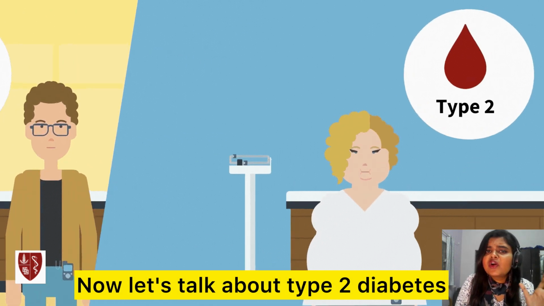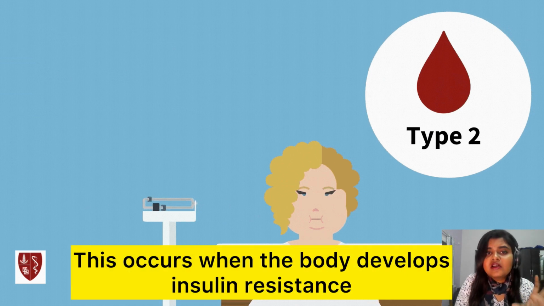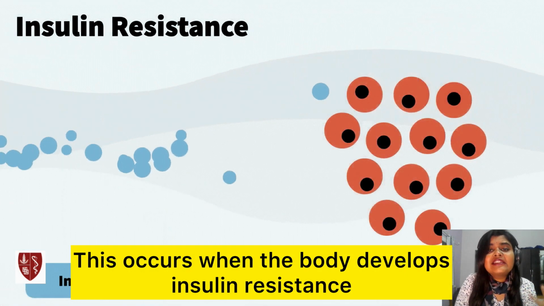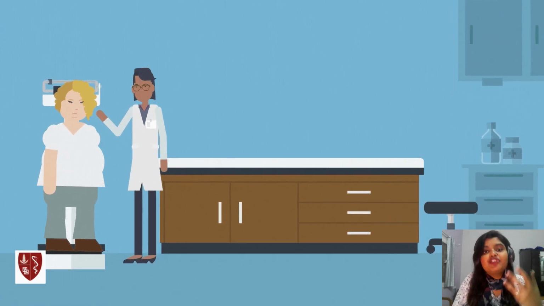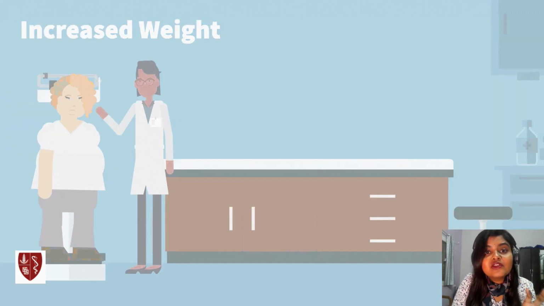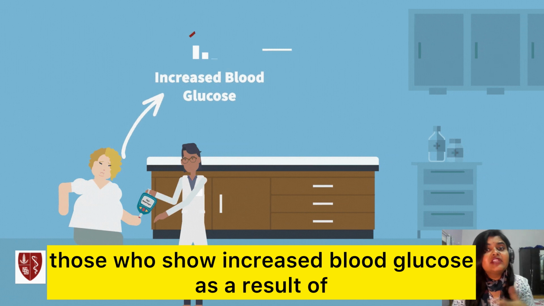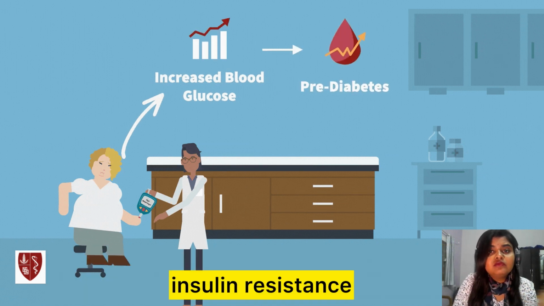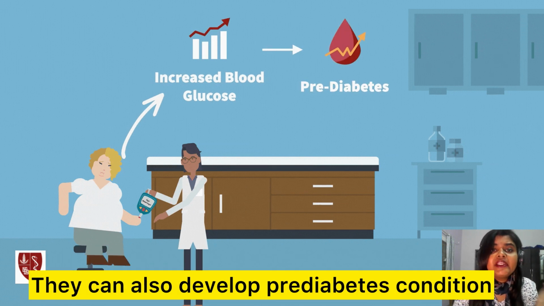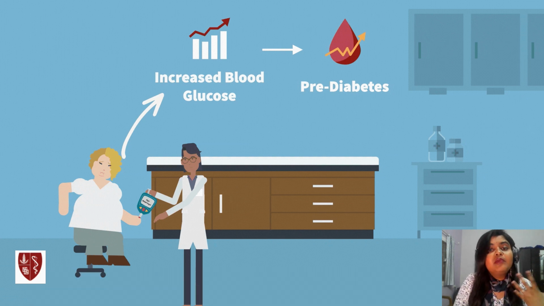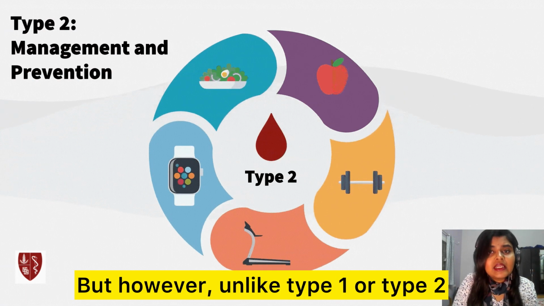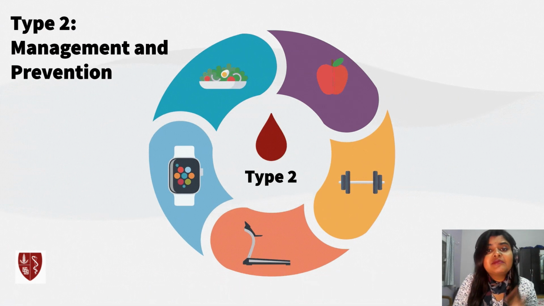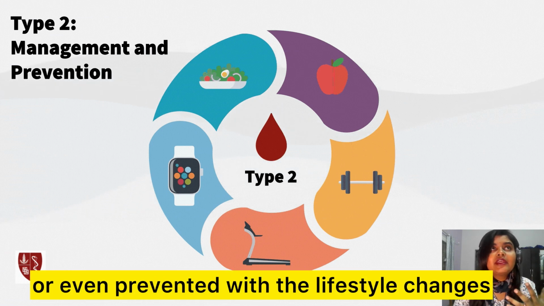Now let's talk about type 2 diabetes. This occurs when the body develops insulin resistance and cannot use insulin efficiently. It is often related to increased weight, and those who show increased blood glucose as a result of insulin resistance can also develop a pre-diabetes condition, where the blood sugar is high but not enough to be classified as diabetes. However, unlike type 1, type 2 diabetes can sometimes be managed, even prevented, with lifestyle changes.